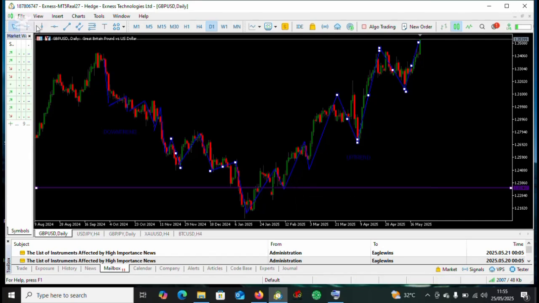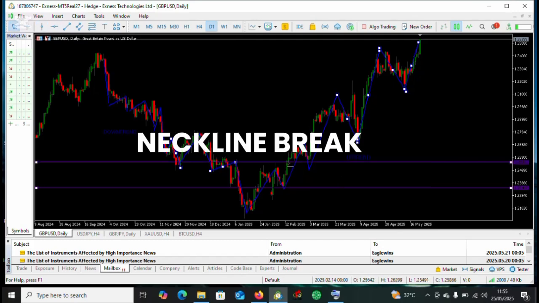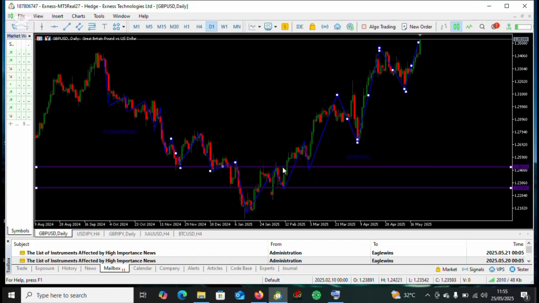Let's take another horizontal line to identify our neckline break. By the time you have a neckline break at this level, first of all there was an inverse shoulder, inverse head, inverse shoulder, and this level became your neckline. A retest of that neckline break without coming below here again indicates a reversal in the market.